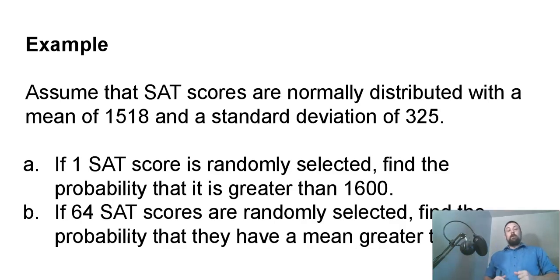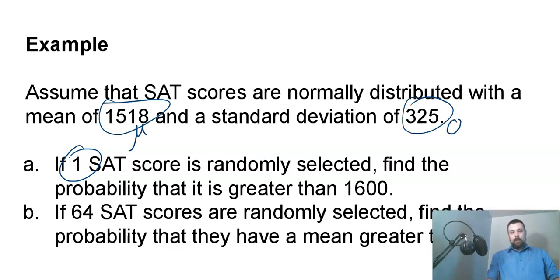Assume that SAT scores are normally distributed with a mean of 1,518 and a standard deviation of 325. If one SAT score is randomly selected, find the probability that it is greater than 1,600. So again, this is an individual, it's 1. So we don't need to use the central limit theorem here. We're calculating a probability on the original set of data. And the original set of data has a mean of 1,518 and a standard deviation of 325.